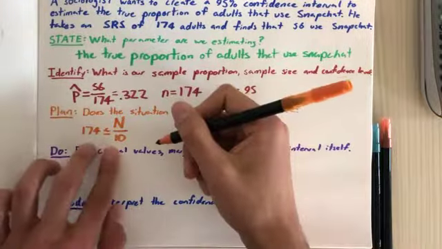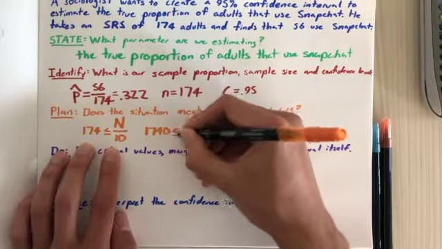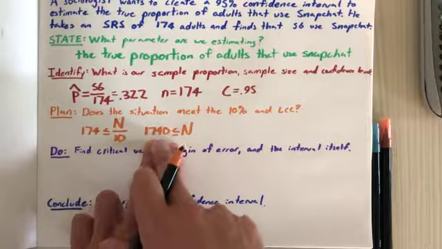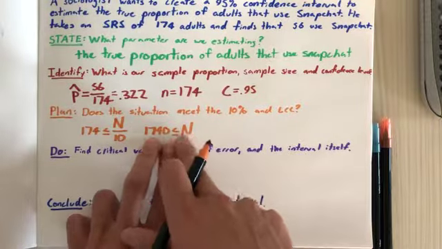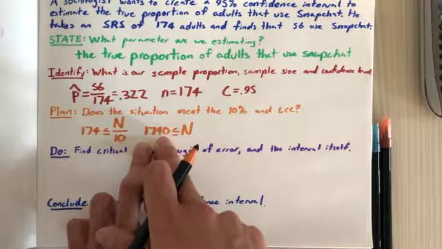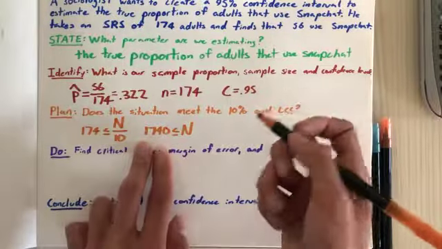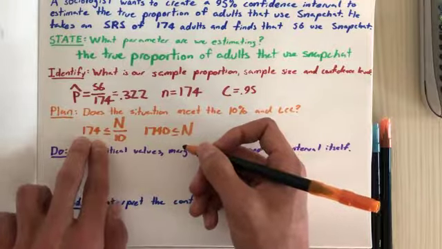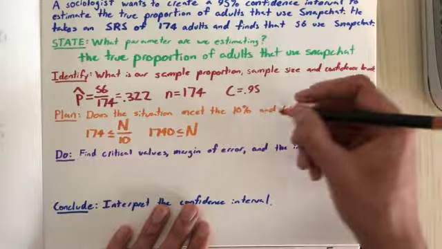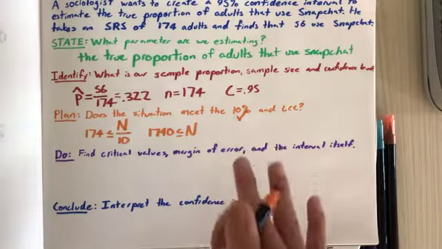If we do some algebra, this means that we're going to multiply 10 on both sides, so we get that 1,740 has to be less than or equal to N. What this means is that we are okay if the adult population is greater than or equal to 1,740 people. Obviously, there's 8 billion people in the world, most of which are adults. So we are going to easily meet this condition. 174 is way less than 10% of the adult population in the world. So our 10% condition, we are good. We'll do a little check mark there. The 10% condition has been met.